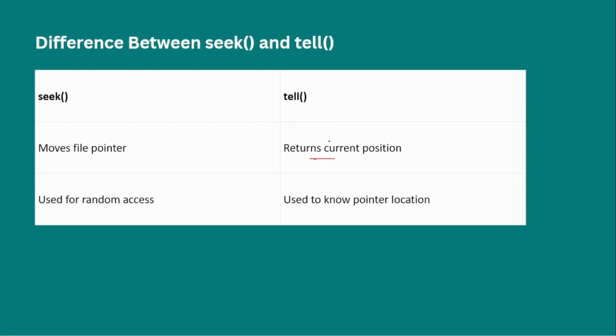So we get the current position using tell, and what is seek doing? It moves the file pointer to a desired location. By using seek, we can move it to a desired location. This is used for random access, and tell is used to know the pointer location.